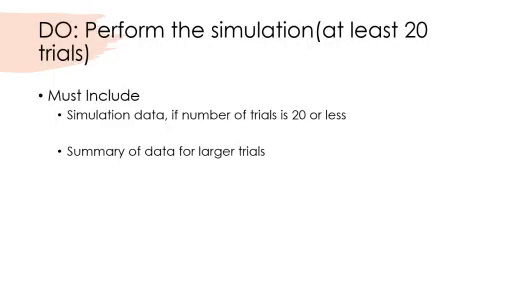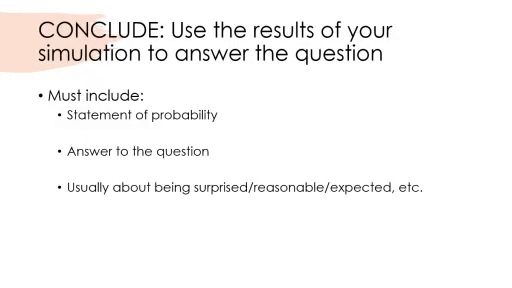Next one is do. So you're actually going to do the simulation. If it's under 20 trials, you usually want to include those. So if you do 20 trials or less, you want to include the data itself. If you are doing a larger set, then you just have to summarize, for the most part. You're not going to have to say, here's what my actual digits are. You just have to summarize: this is what I got, this many correct, this many incorrect.